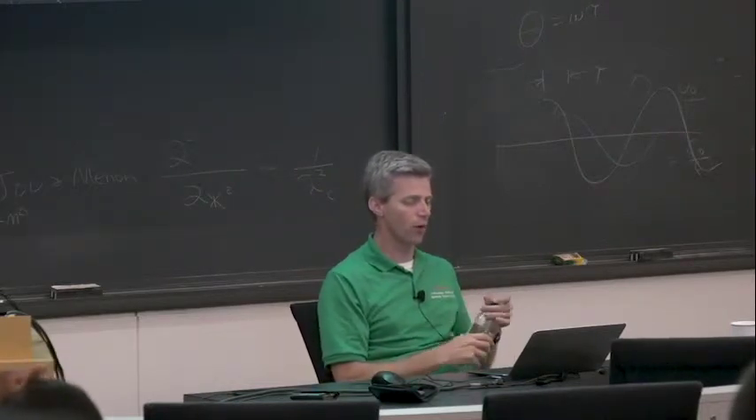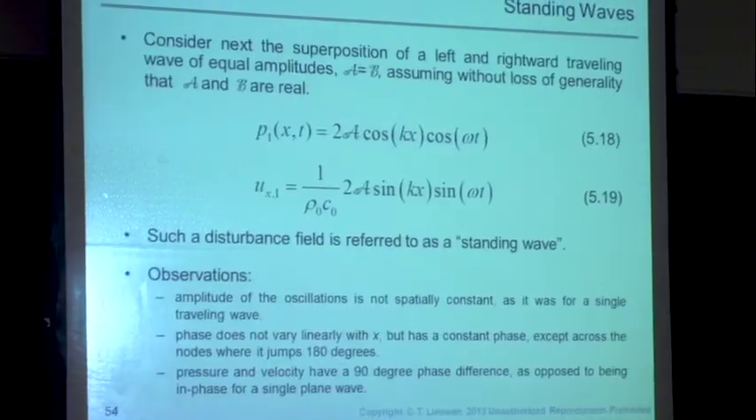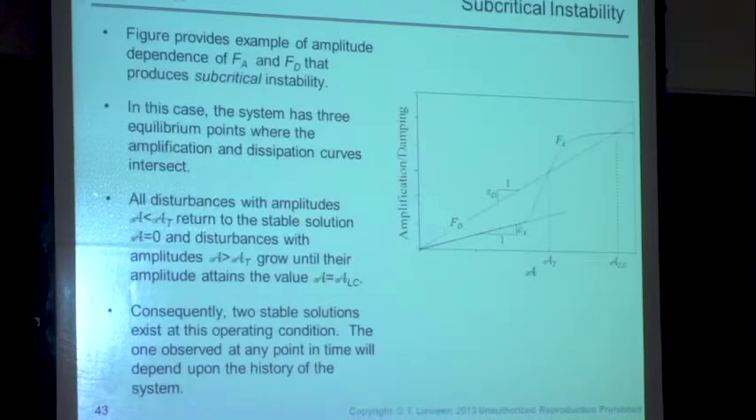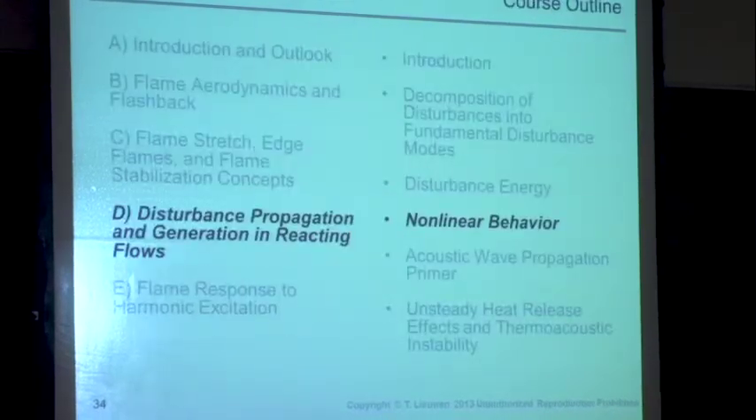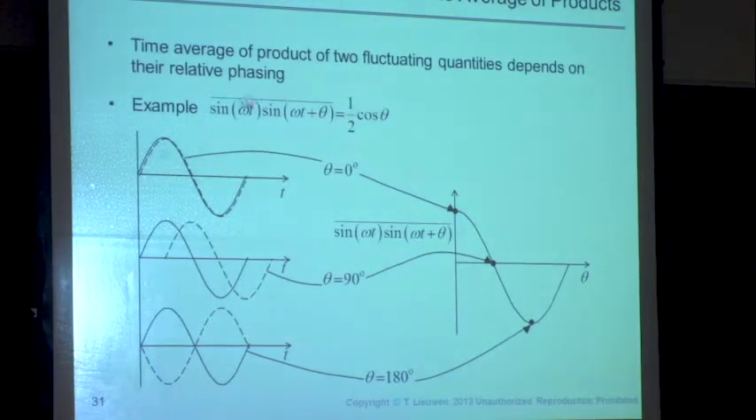Let's quickly remind ourselves why combustion instabilities are non-monotonic. It goes back to that time averages thing. It goes back to this plot. Remember, what is the time average of products? What's the average of the unsteady pressure times the unsteady heat release? What you're doing when you're changing tau is you're just sliding where Q prime is relative to P prime and U prime, right? So in other words, this.